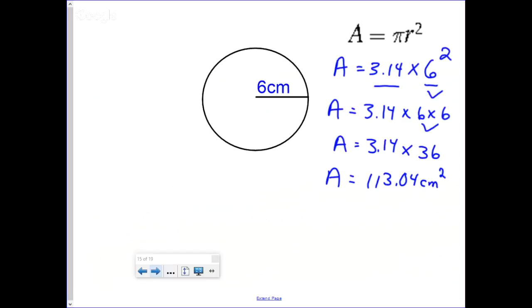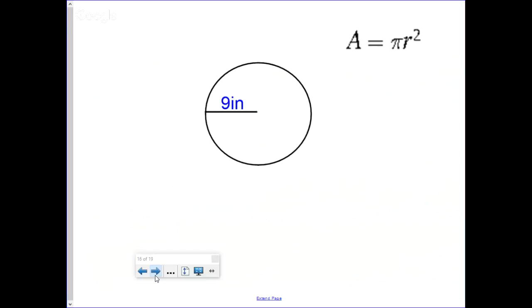So bear with me. So the next problem, we're given a radius of 9 inches. So let's fill in our formula. So area equals pi, 3.14, times, what is the radius? 9. And we're going to square it. Okay, first thing we do is square 9 to the 2nd power, which is going to be 81, and then times 3.14.